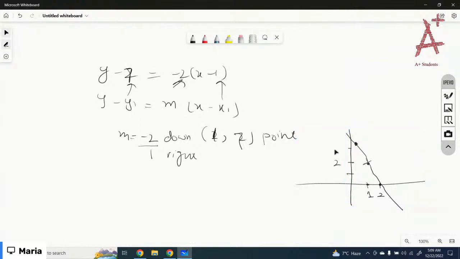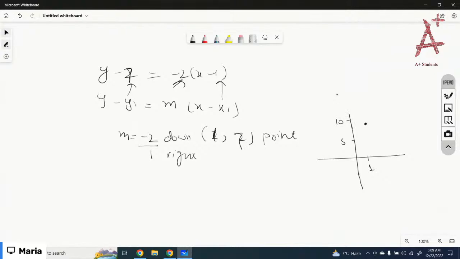Okay, let me just plot the graph again. Here you have x is 1, y is 5 and 10. Let's suppose here you have a 7. This is the 7. Got it? So it is the point 1 and 7. Okay, the slope is you move 2 points down. So when you move 2 down, you are here, and 1 right, it would be here. x is 2 and y is 5. Just join these 2 points to form a line.